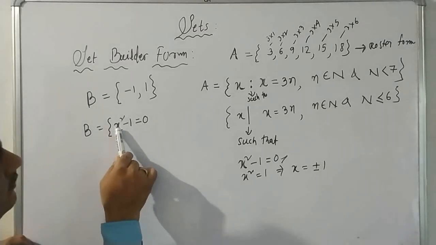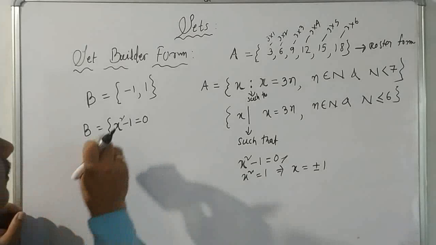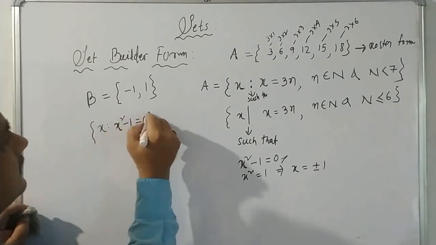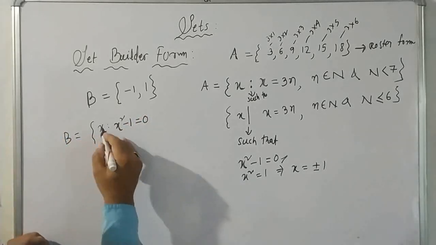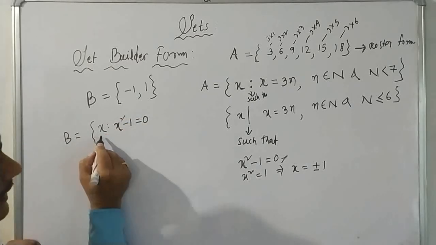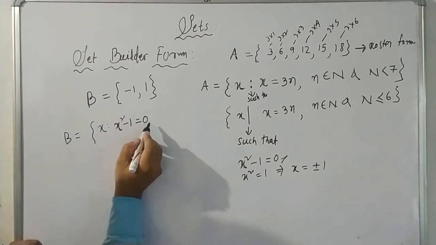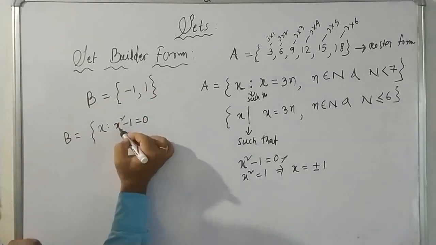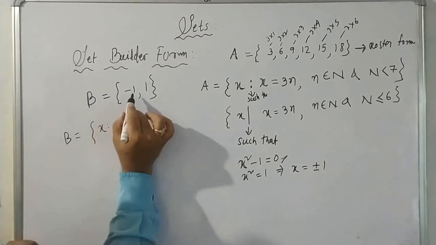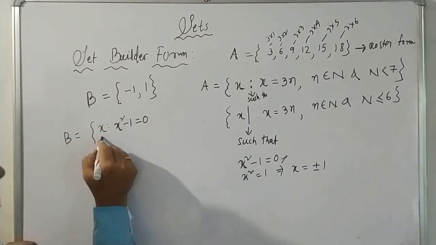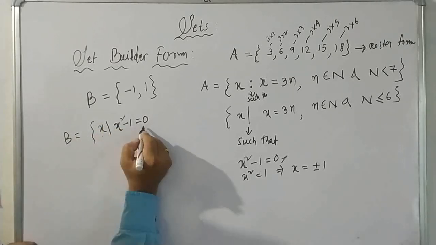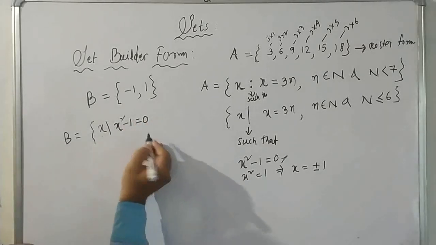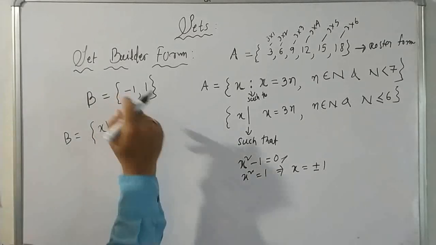Okay, so first you write the common property x. x such that, because for all you have taken x, such that x square minus 1 is equal to 0. Because when you replace x with minus 1, you will get 0. When you replace x with 1, there also you will get 0. So minus 1, 1 in set builder form will be x such that x square minus 1 is equal to 0. And here no condition is required, because here you are simplifying and getting this one.